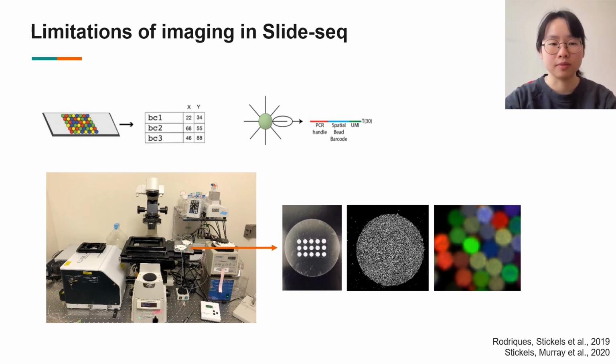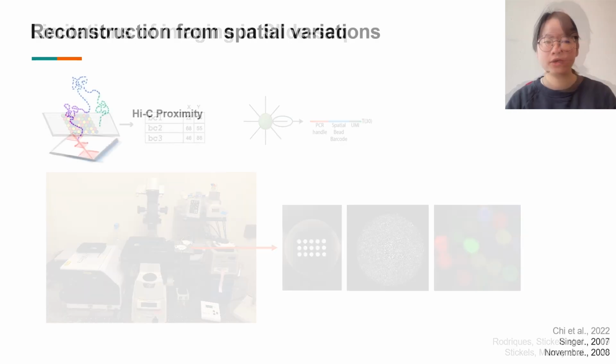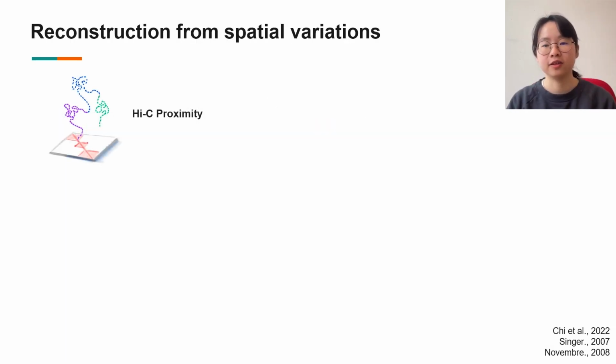The imaging system is actually difficult to set up, and it also limits the size and the throughput we can make with the spatial transcriptomics method. So this limitation motivates us to develop an imaging-free spatial transcriptomics method. It is kind of counterintuitive that we try to figure out where things are without looking at them, but there are many interesting examples that inspire us.